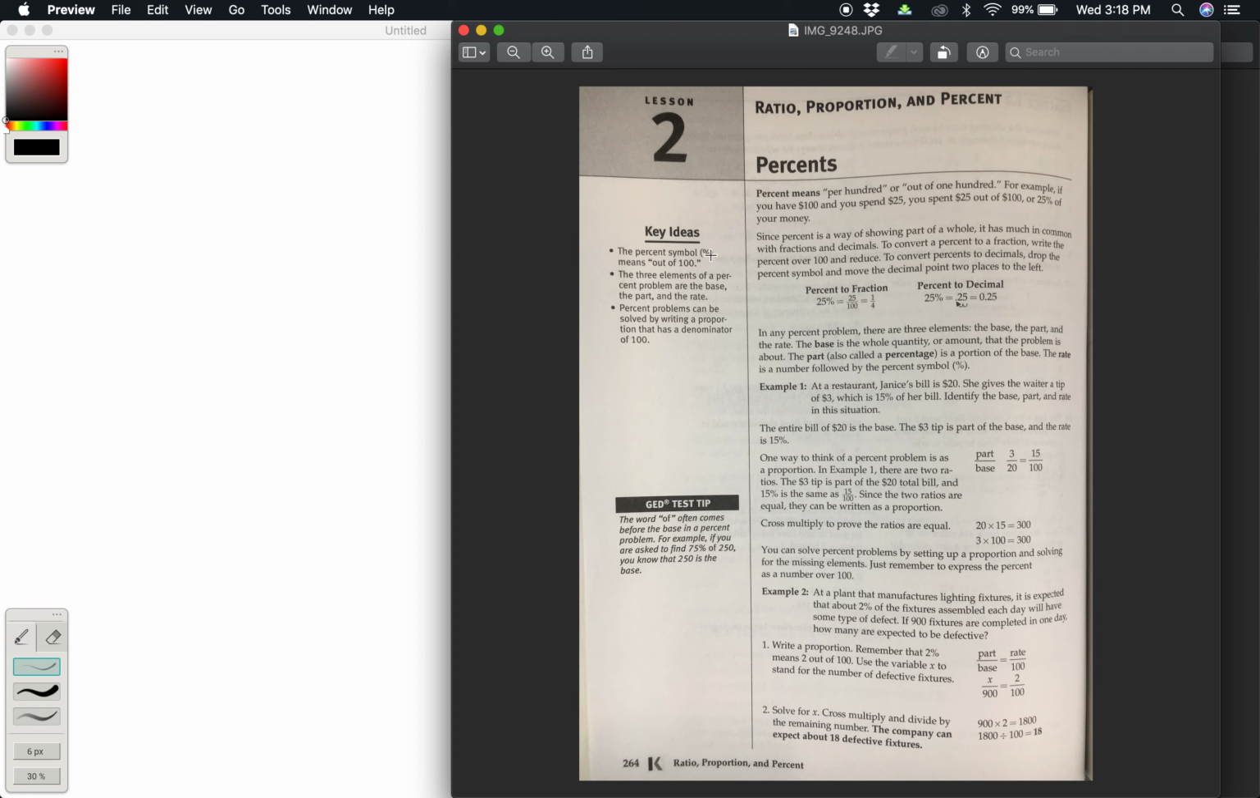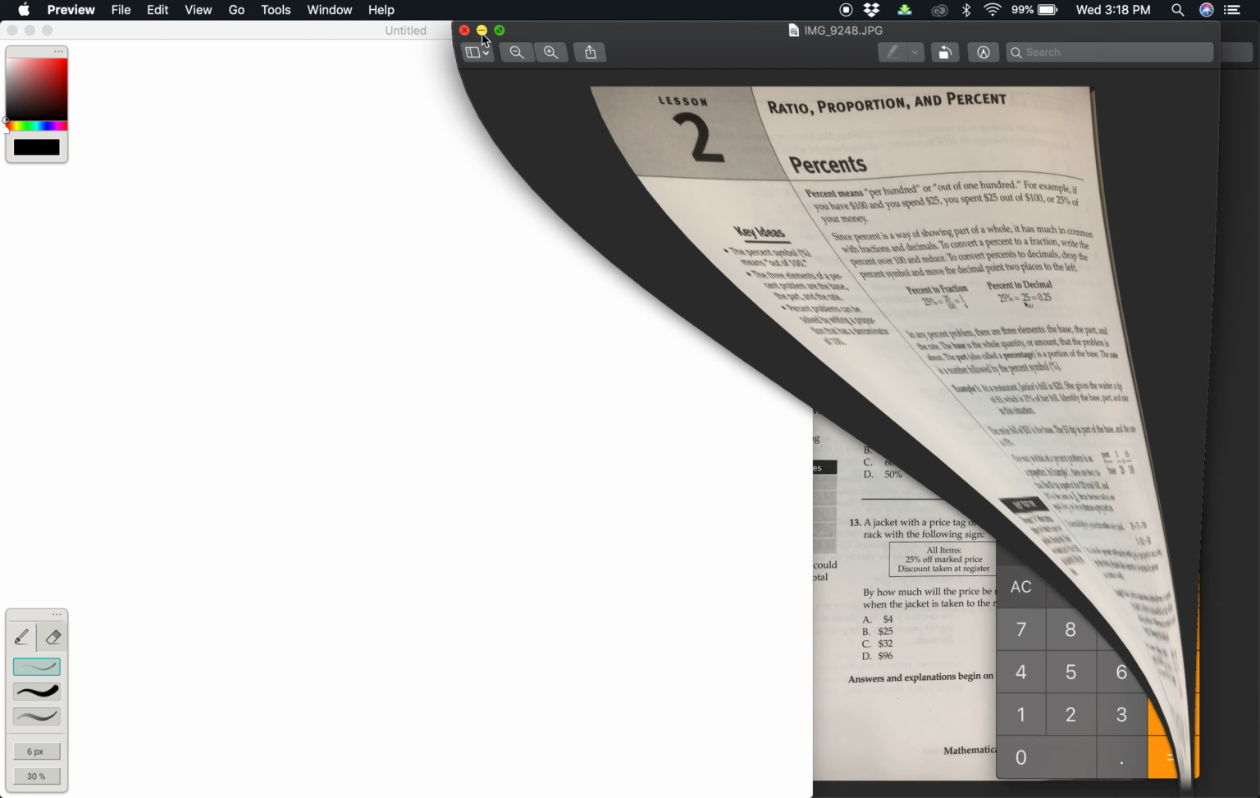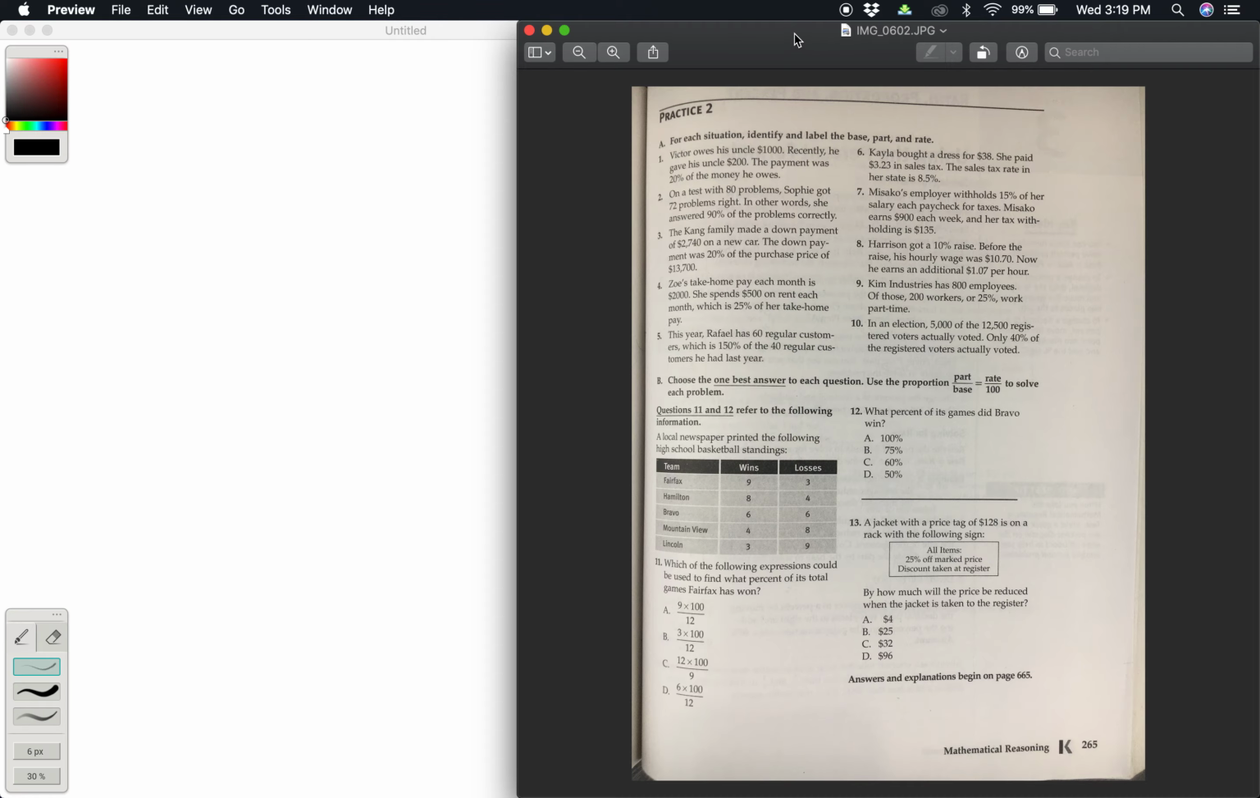ideas. The percent symbol, percent means out of 100. Something good to remember. The three elements of a percent problem are the base, the part, and the rate. Percent problems can be solved by writing a proportion that has a denominator of 100. So go ahead, pause this, and you can read over this whole page. You should read over it, actually. I'm going to go ahead and get started with the actual worksheet.